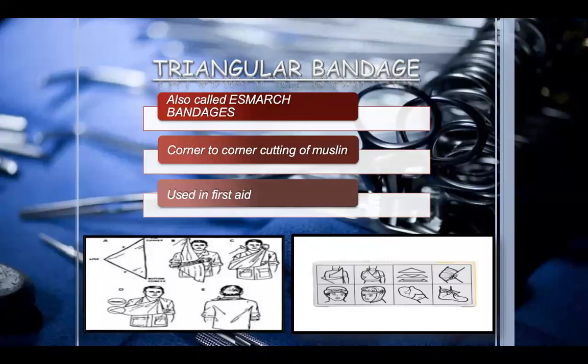Then triangular bandage. You can see in the picture how these are placed when there's a fracture. These are made up of cloth, so these are triangular bandages. Also called a smart bandage, it is a corner to corner cutting of muslin, used in first aid. Whenever a patient has a fracture, in the initial stage they have to put a triangular bandage to hold the organ.